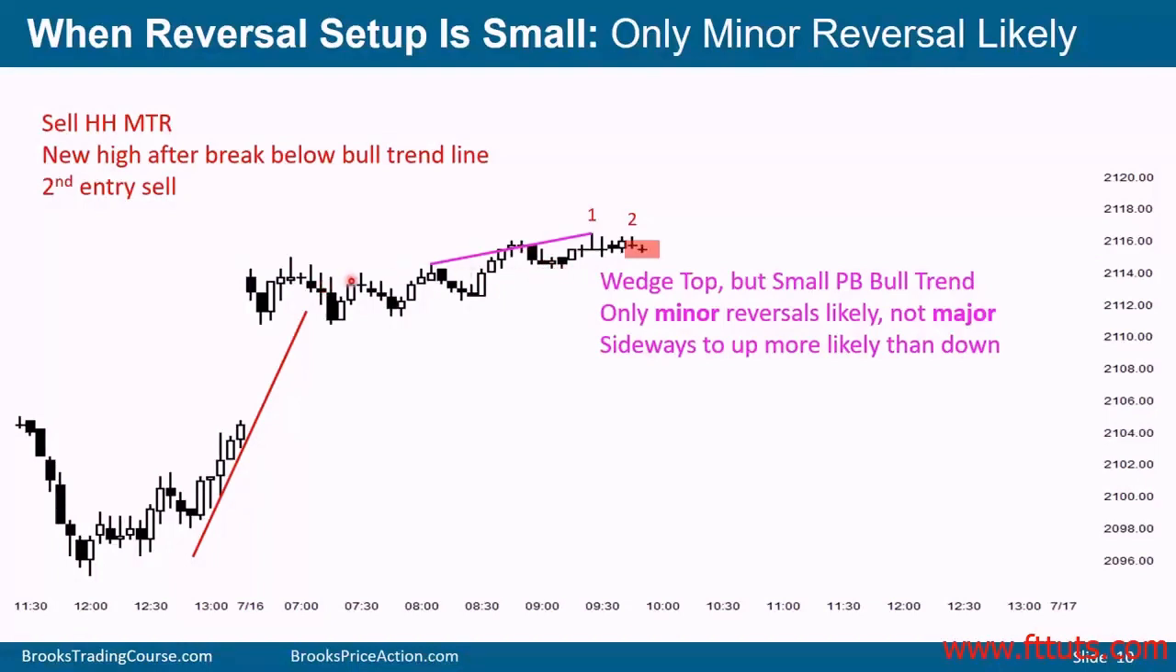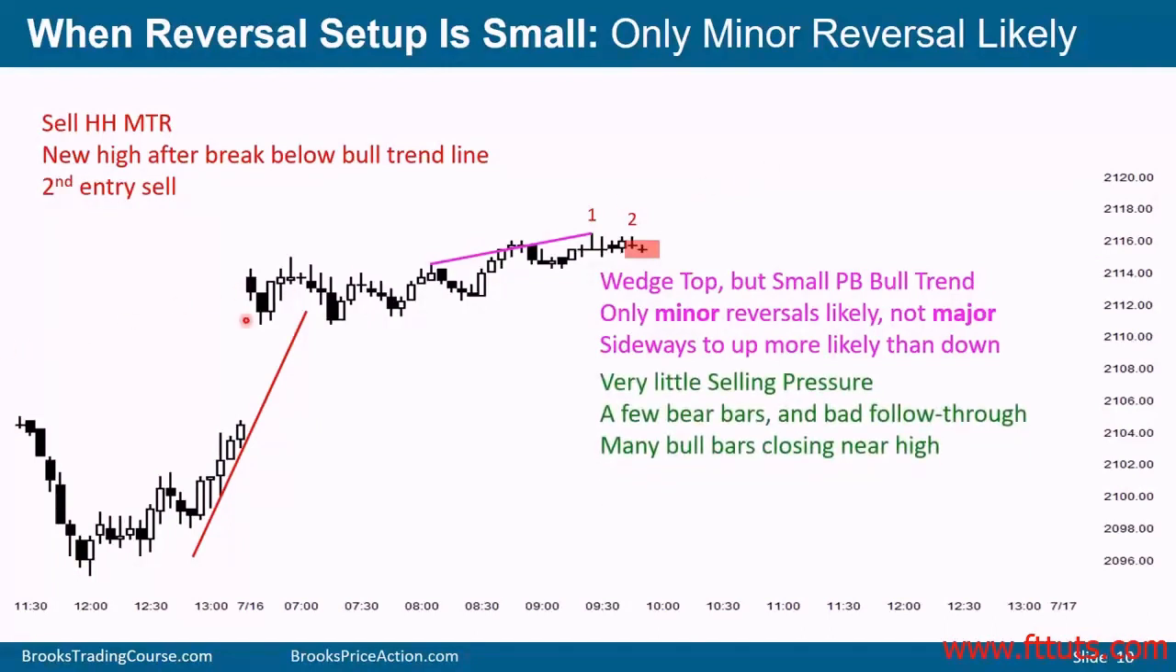But how deep are the pullbacks? How big are the bear bars? The pullbacks are very small. This is a small pullback bull trend, and selling reversals from a new high probably will result in a minor reversal, and a resumption of the bull trend. Bull trends are always forming wedge tops. Bear trends are always forming wedge bottoms. 80% of them fail.